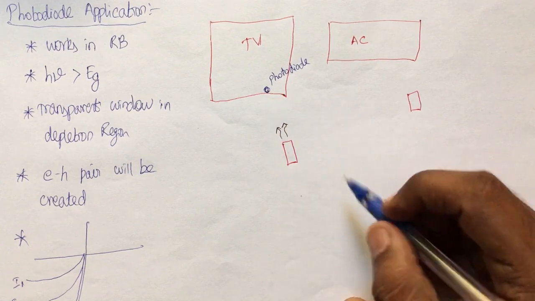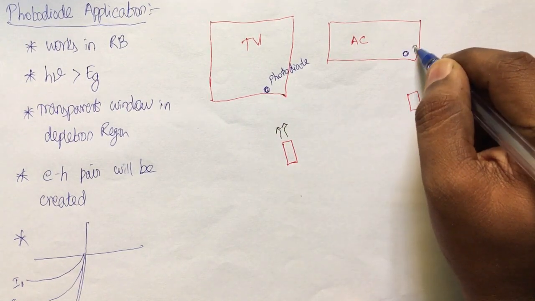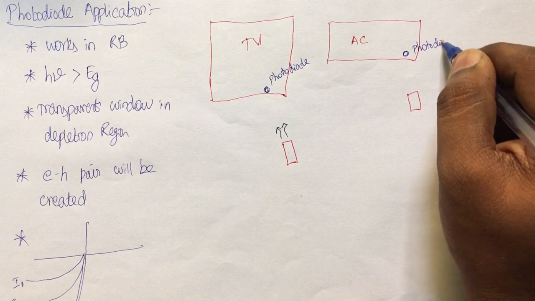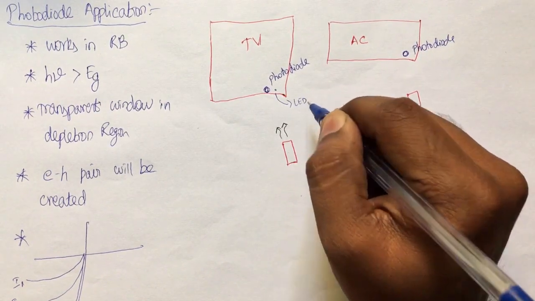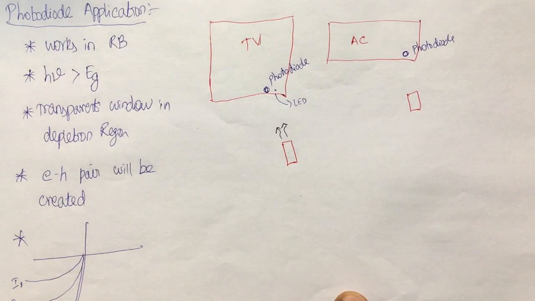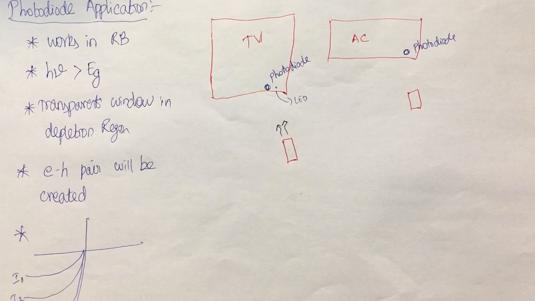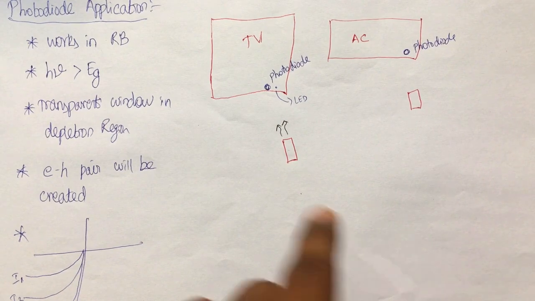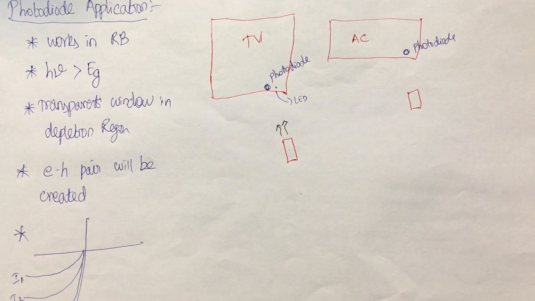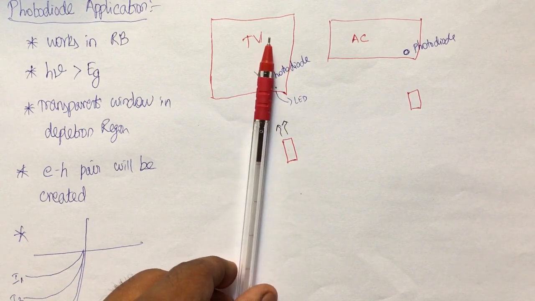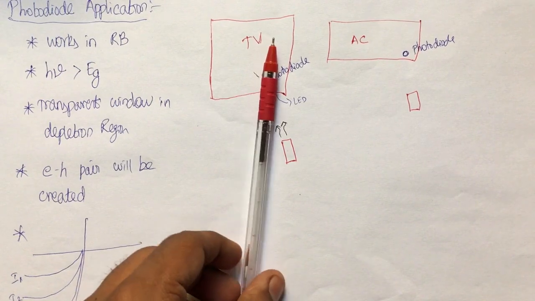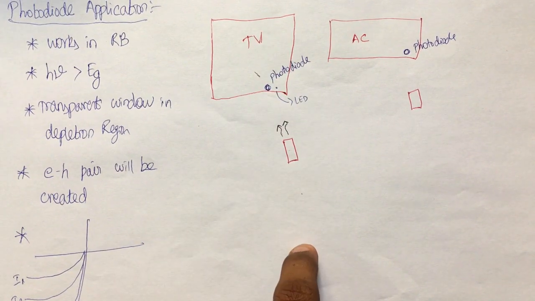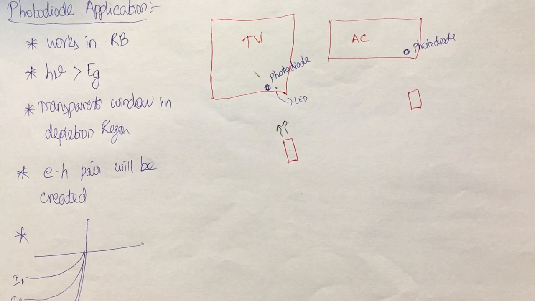And similarly for the AC, we will have a photodiode. This diode will be present near an LED. This LED is used to indicate whether your device is in switch on or off condition. Near to this you will have a photodiode. If you hide this photodiode with some object, you will not receive any signal from your remote, because you know the photodiode is used to receive the signal.